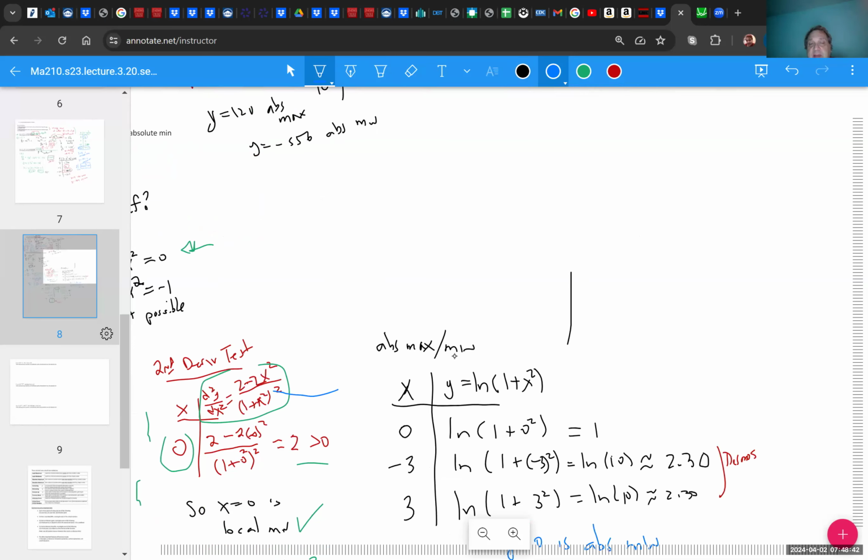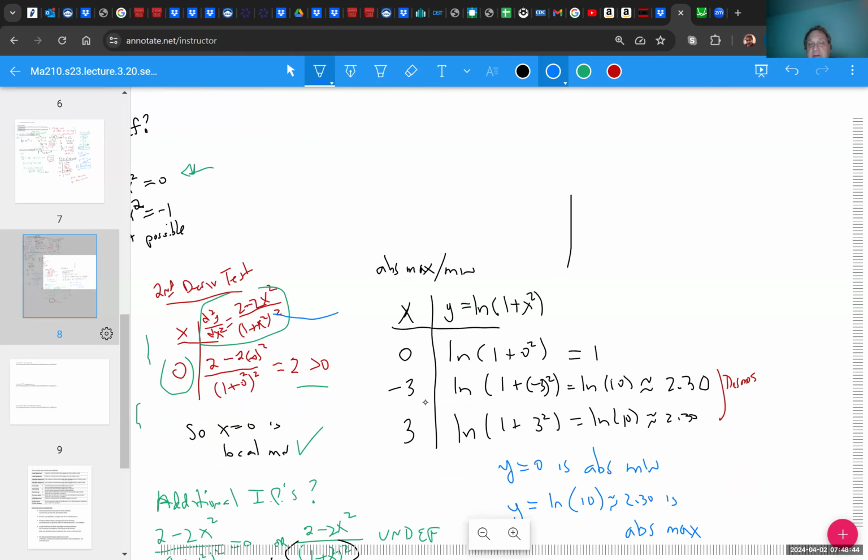To find the absolute max, absolute min, I just list the critical points and the endpoints, and I find the y value. So for each of these, I just plugged the x number into the original formula. We're looking for y values. We're not looking for derivative values. We're not looking for second derivative values. Absolute max, absolute min is a y value. So you plug it into the y equation.